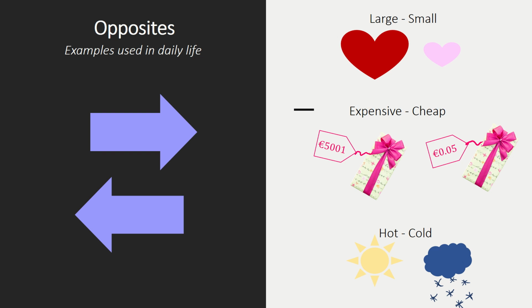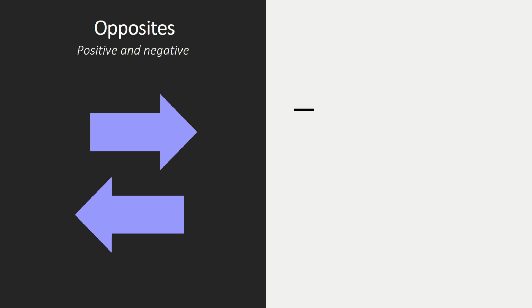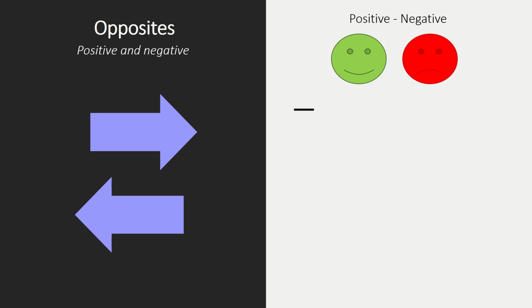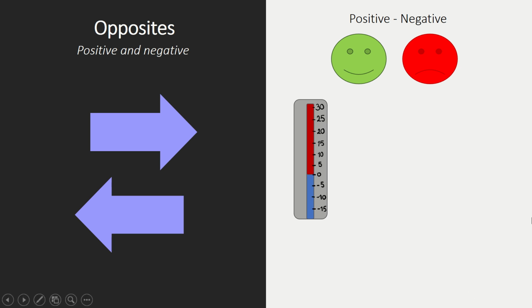But when do we use opposites in our daily lives? Let's have a look at positive and negative. So when are we positive? When we're really happy. And negative when we are angry or sad. We could also see it with temperature. We could say that something is above zero, so that it's getting warmer and warmer, so 5 degrees or 30 degrees, or it could get colder, so minus 5 degrees or minus 10 degrees or minus 15 degrees.